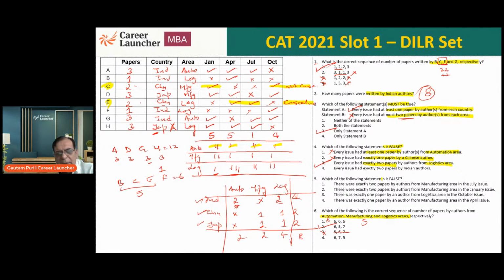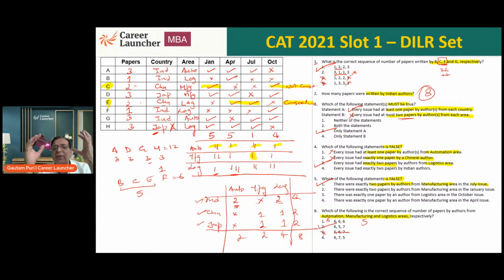Last question, or the fifth question. I'm saying last because we have already done question 6. Which of the following statements is false? Okay. Again, there were exactly 2 papers by authors from manufacturing in July issue. Manufacturing July issue is 1 paper. We are looking for false. This is the answer. This is false. Correct answer. End of the story.